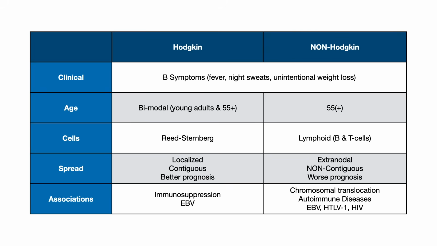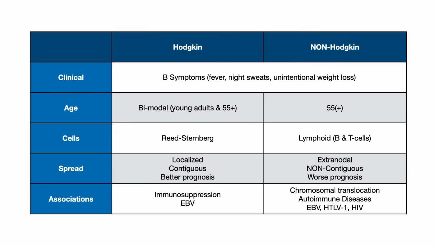the prognosis is worse. Associations, Hodgkin tends to be more associated with immunosuppression and EBV, although clearly we've talked about immunosuppression and EBV in non-Hodgkin, so this is one that you can't really go off this to get the answer correct. In non-Hodgkin, we're dealing with chromosomal translocations, very high yield, as I've pointed out, autoimmunity, and not only EBV, but also things like HTLV-1 and HIV. This is your high yield clinical summary.